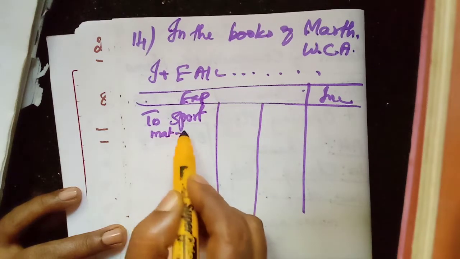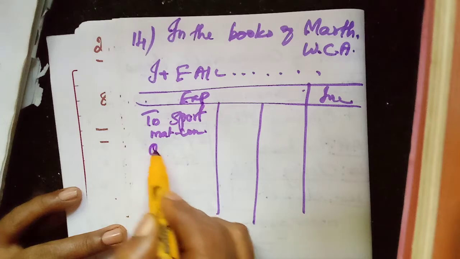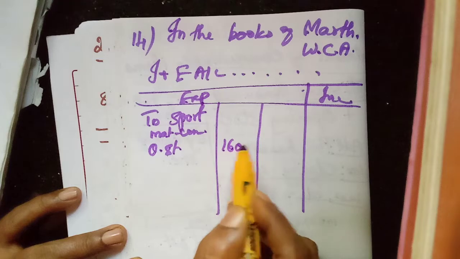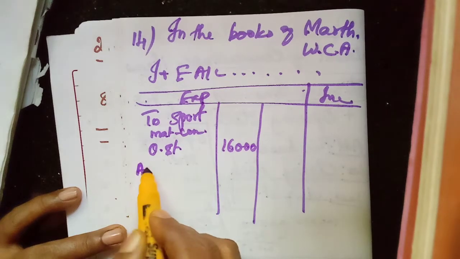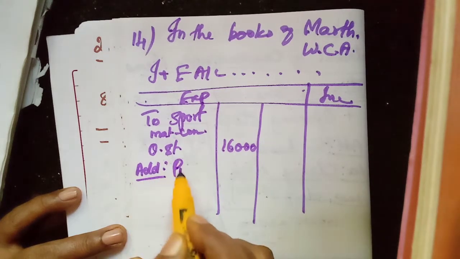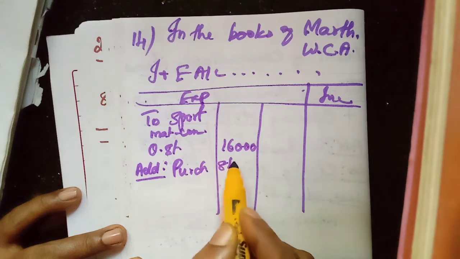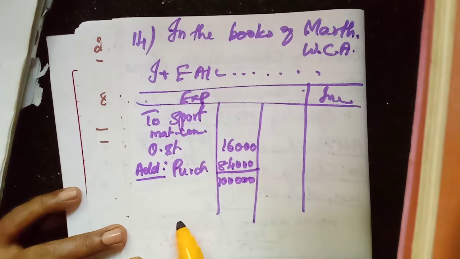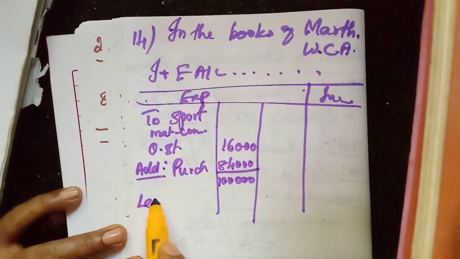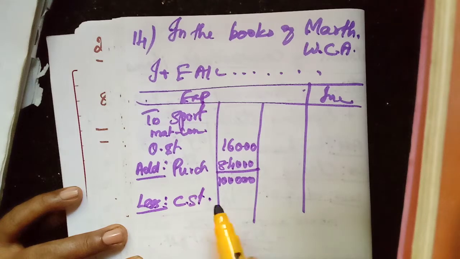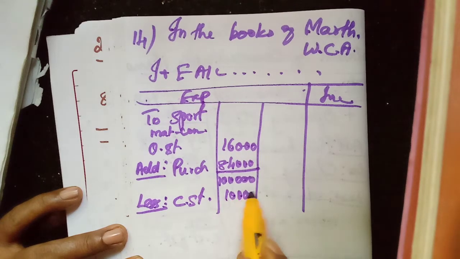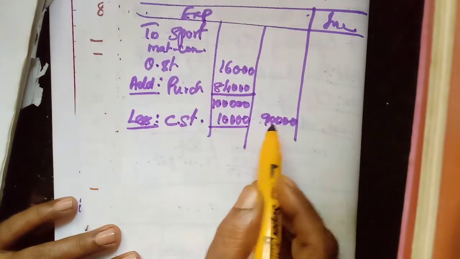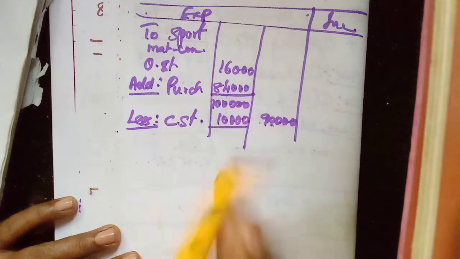Sports materials consumed. What we have to write? Opening stock. You write fully. Opening stock 16,000. Add purchases 84,000. 1 lakh. Then less closing stock 10,000. So 90,000. Okay, this is what appears on the expense side of the income and expenditure account.